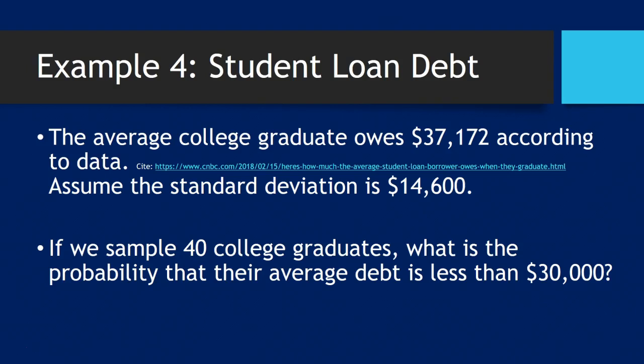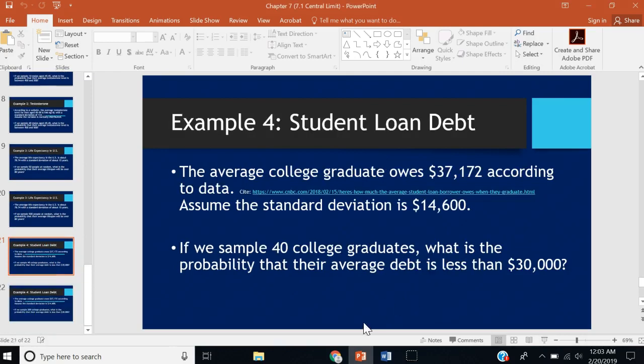All right, hopefully you did that. Once again, instead of looking at individuals, I'm dealing with groups. We're doing a sample of 40 college graduates. So anytime I'm talking about a sample of 40, and we're talking about what's the chance that that sample has an average debt which is less than 30,000, that's right for the central limit theorem.